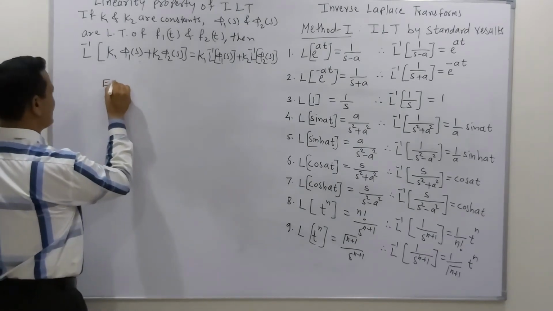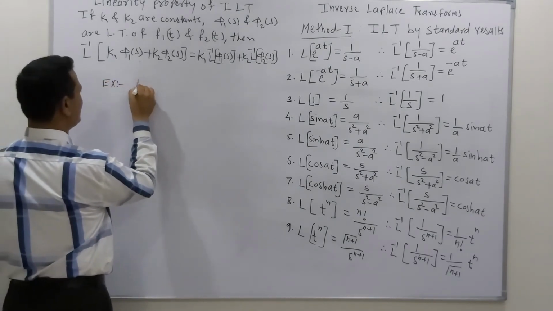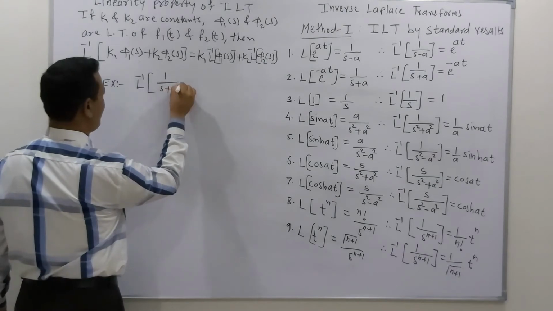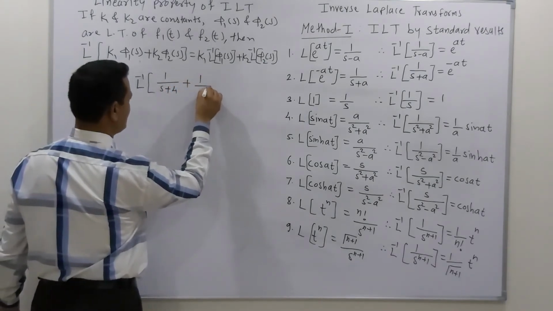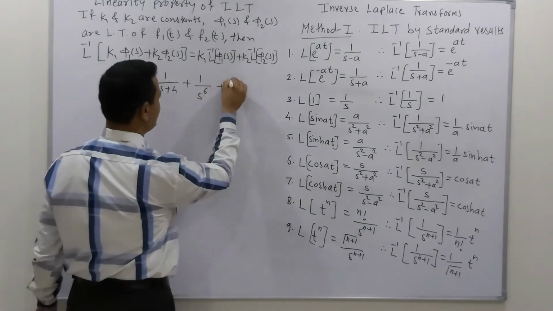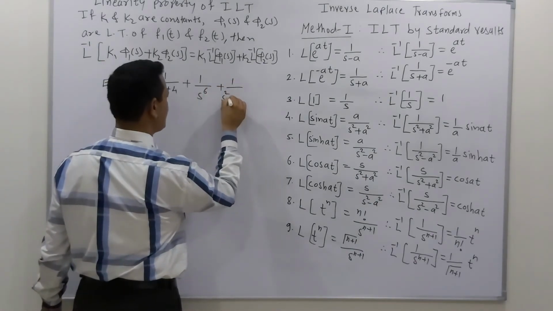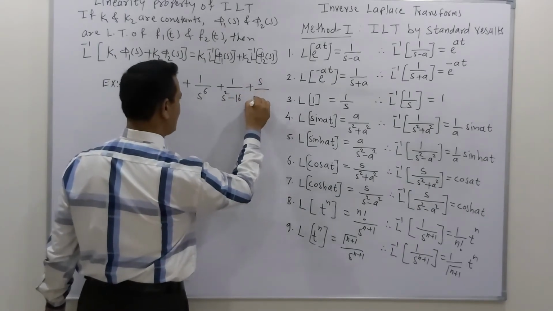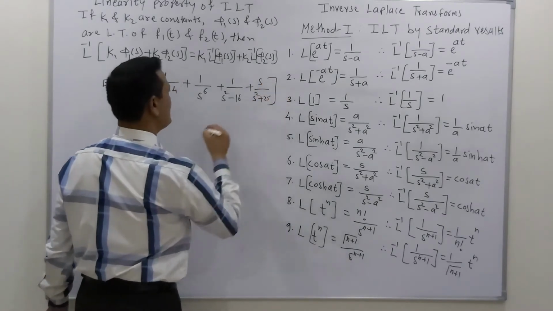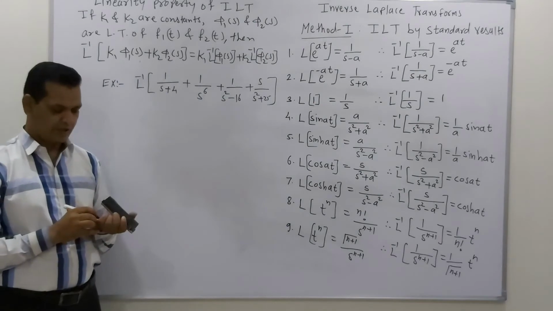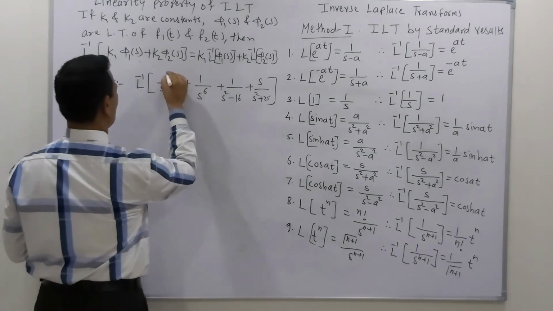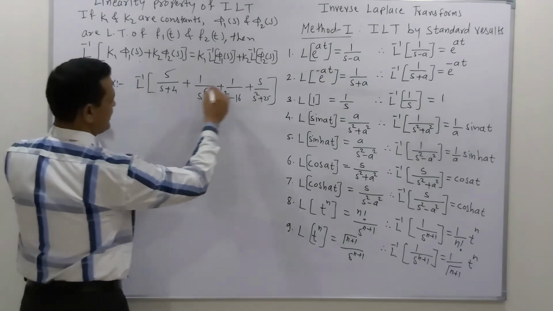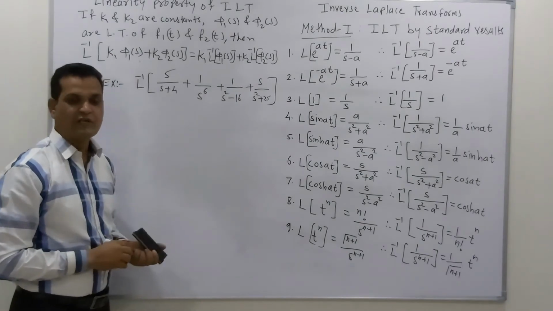Suppose the first example is that we wish to find the inverse Laplace transformation of 1 upon s plus 4, plus 1 upon s raised to 6, plus 1 upon s square minus 16, plus s upon s square plus 25. We may also write a constant, suppose this is 5, for understanding this property better. So this is the example where we have to apply the concept of inverse Laplace transformation.